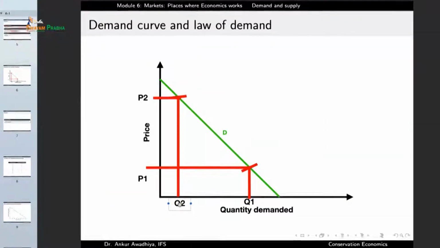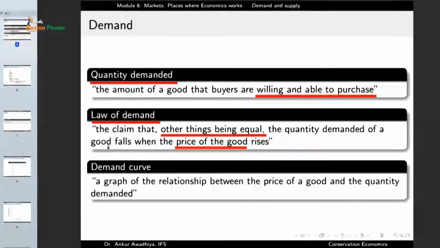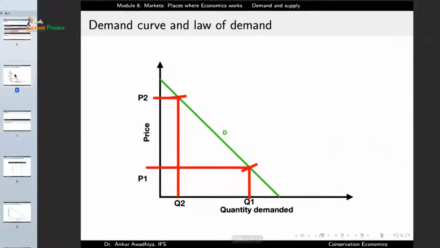Now, the law of demand says that as the price increases from P1 to P2, the quantity demanded reduces from Q1 to Q2. So there is an inverse correlation. This graph goes from top left to bottom right. So this is the law of demand. Other things being equal, the quantity demanded of a good falls when the price of good rises. This is the law of demand.